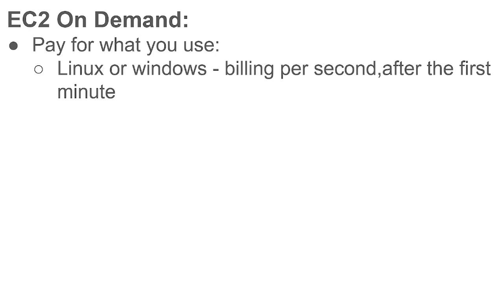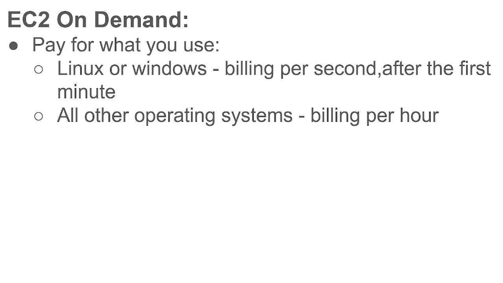Next, let's see one by one. So first is EC2 On Demand. Pay for what you use. You are paying for what you are using. Suppose you are using it on Linux or Windows, so billing will be per second after the first minute. In any other OS, billing will be per hour.